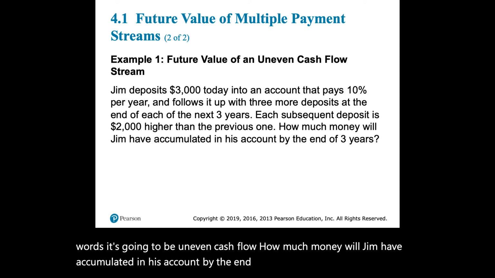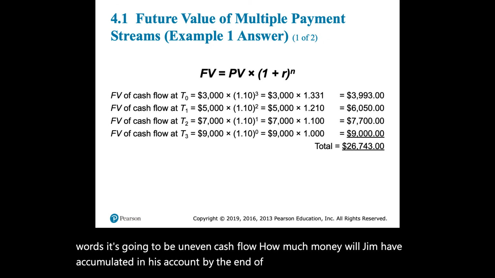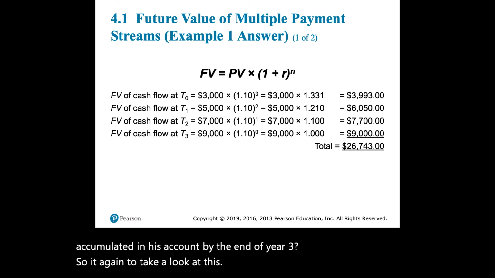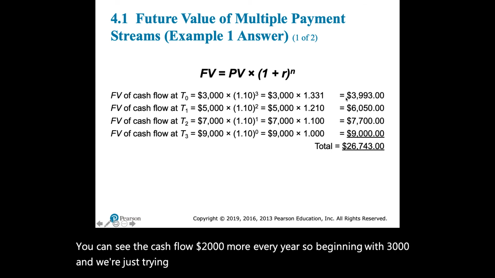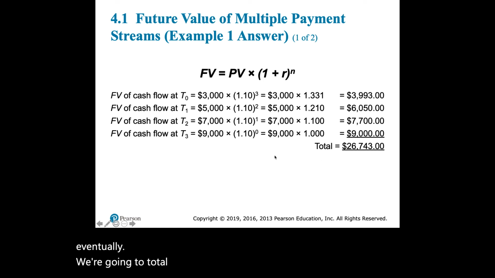Again, to take a look at this, you can see the cash flow is $2,000 more every year, beginning with $3,000, and we're just trying to figure out that future value. Eventually we're going to total them all up. But again, don't worry too much about the calculations. We'll be doing more when we look at our homework.